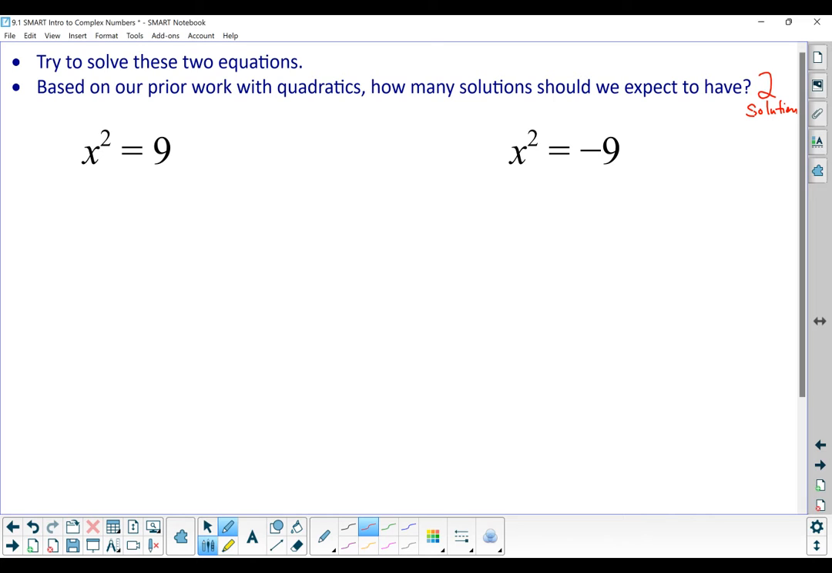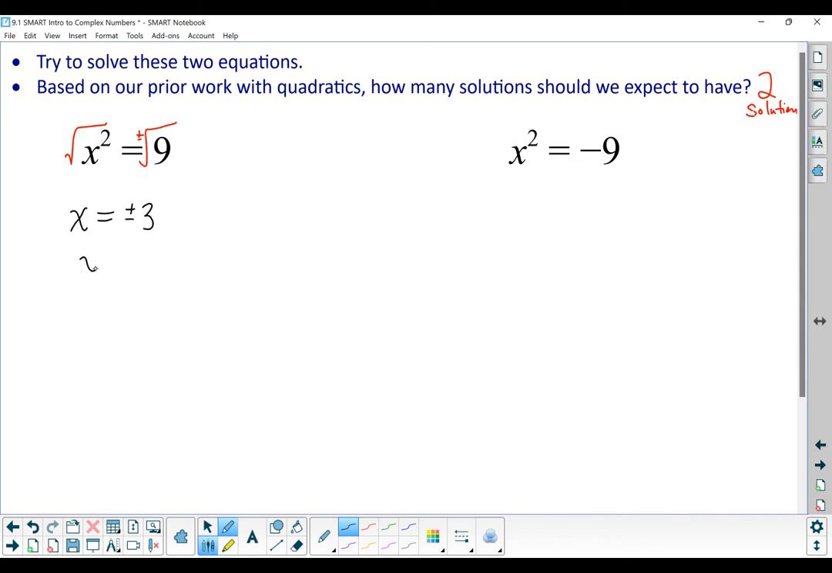A lot of times people want to say 3, but there are two solutions, remember? So if we take the square root of both sides of an equation, we have to remember that there are two answers to this, a positive and a negative answer. So we put a little plus or minus symbol there to help us remember that we've got our two answers. So if we take the square root of x squared, we get x equals, and on the right side of our equation, we have positive and negative 3, because the square root of 9 is 3.